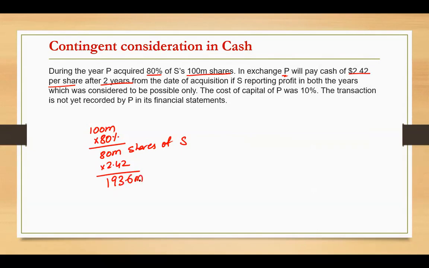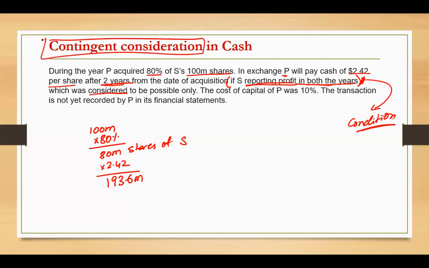So this is the amount of the consideration that we are going to pay after 2 years if subsidiary reported profit in both the years. So this is the condition that the subsidiary should report a profit in both the years in order to get the deferred consideration. So because we have got a condition over here, that is why we're going to say that this is a conditional payment, this is a contingent consideration.